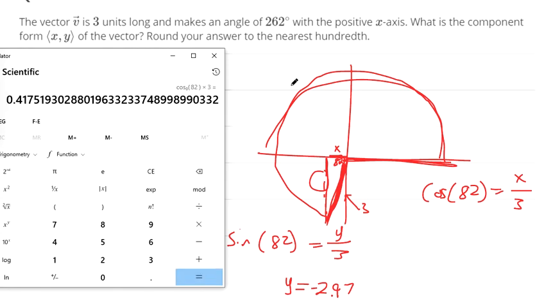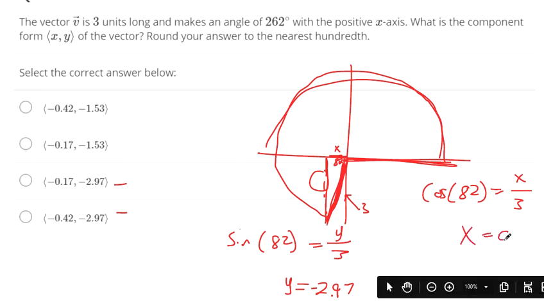So 0.417 roughly. X is negative 0.418. We'll round. Oh, so this is our correct option. That's the closest one, right? Negative 0.42. And again, it's negative because you're going in the negative direction on the x-axis there.